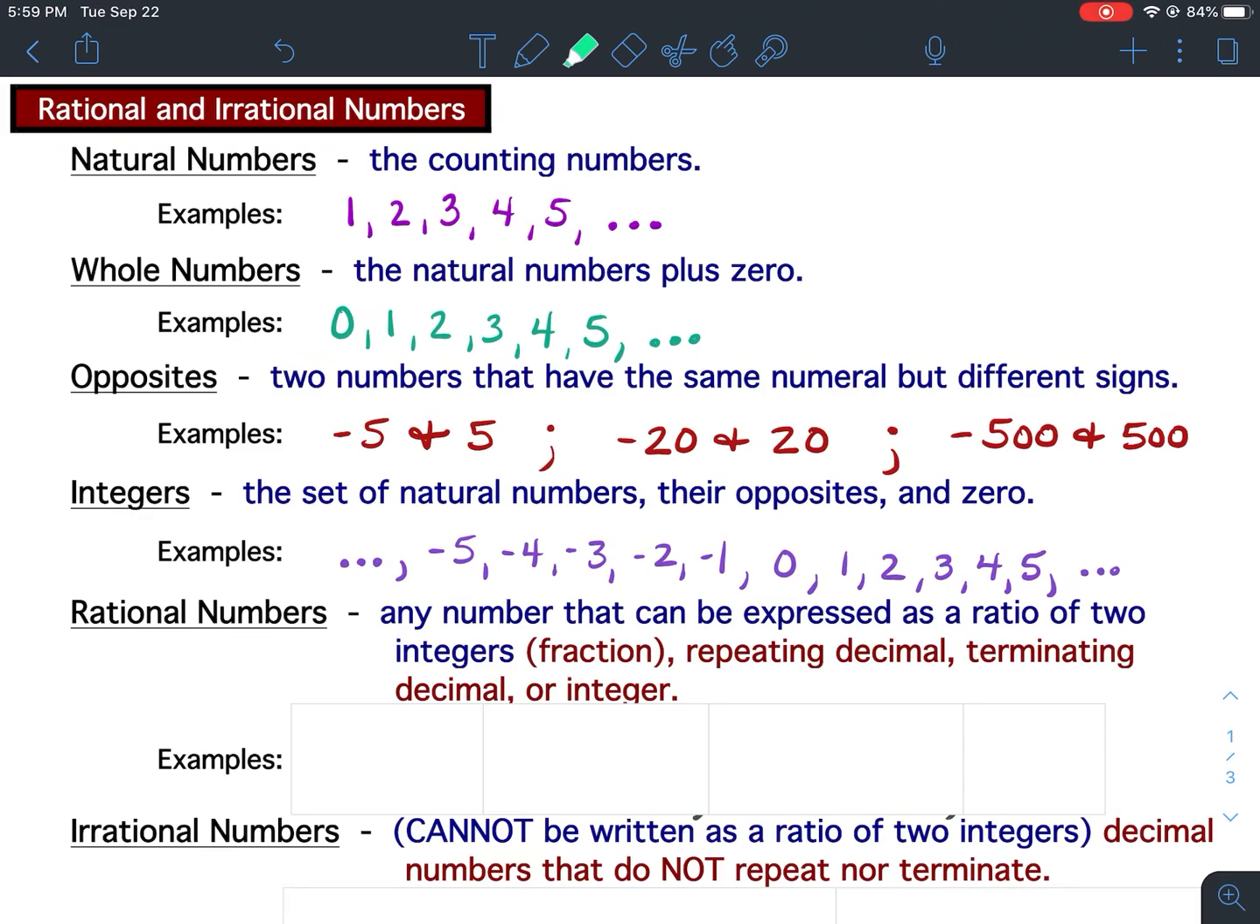So it goes on forever towards negative infinity, negative 5, negative 4, negative 3, negative 2, negative 1, 0, 1, 2, 3, 4, 5, to positive infinity. Okay. If you have any questions on those definitions, please let me know.